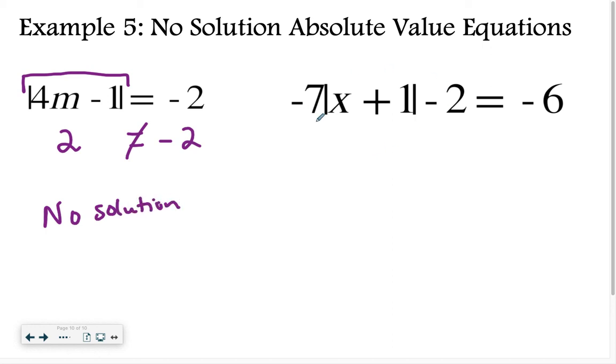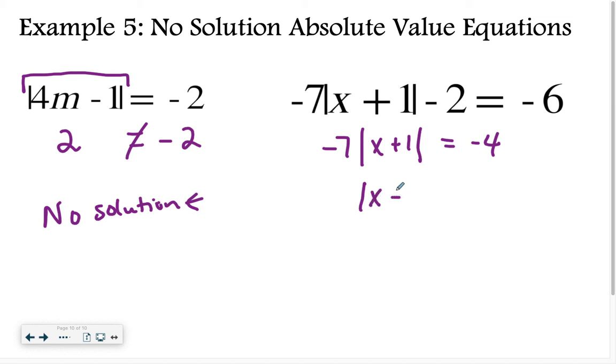All right, and then let's look over on the right. You can see that I have an absolute value equation. Again, it equals a negative number. However, you cannot jump to this no solution stage until you have the absolute value isolated. So the first thing I need to do is move that 2. So I have negative 7 times the absolute value of x plus 1. And then I move that 2 by adding it, and I'm still at a negative 4. But I have this negative 7 over here that I need to move as well.